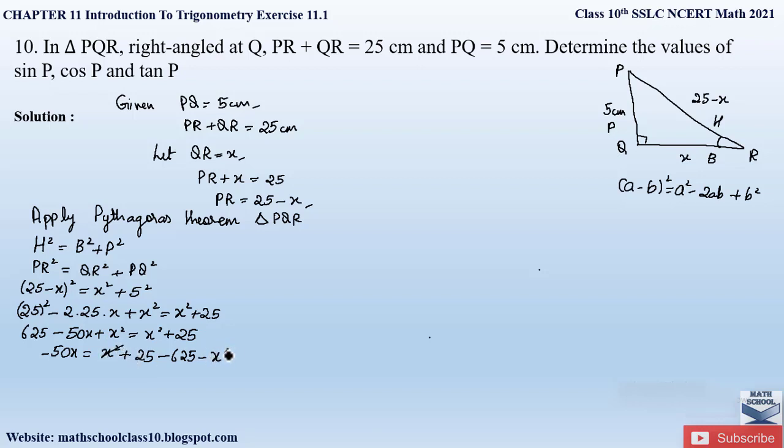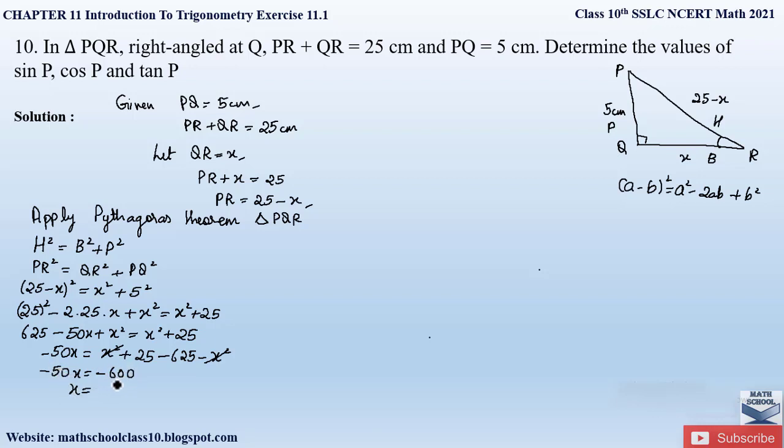So this plus X square and minus X square will get cancelled, and here we have plus 25 and minus 625, which will subtract with a greater number sign. So minus 50X is equal to minus 600. So X value will be what?